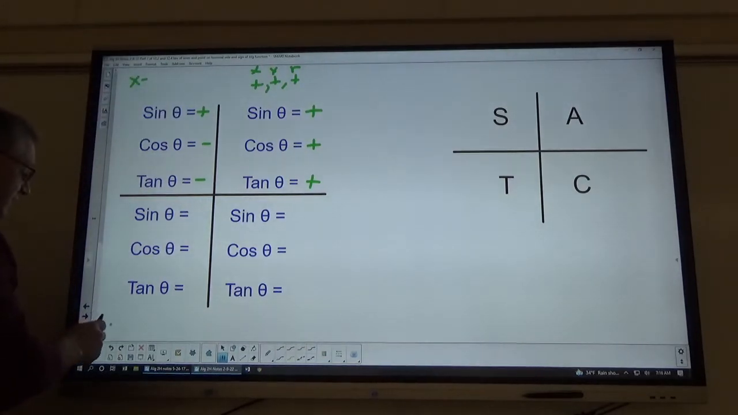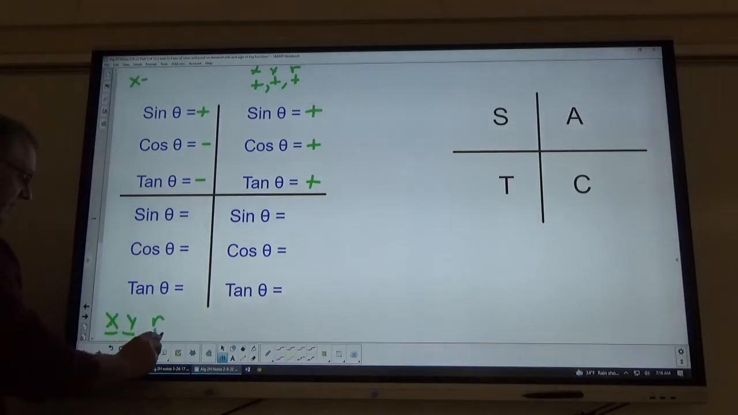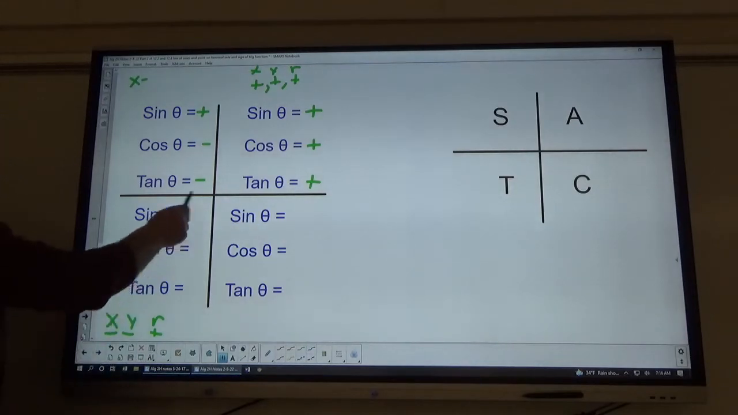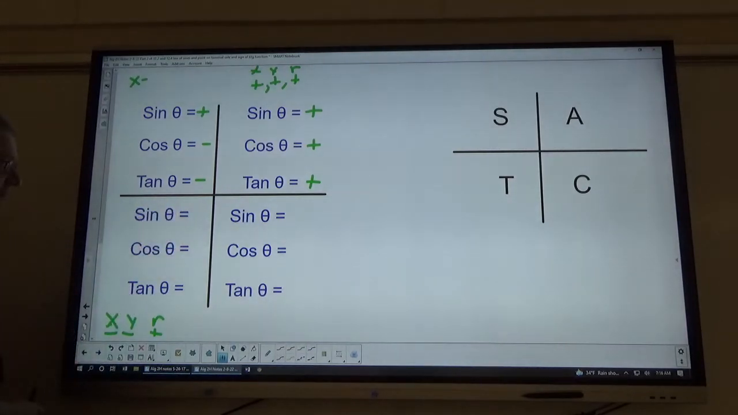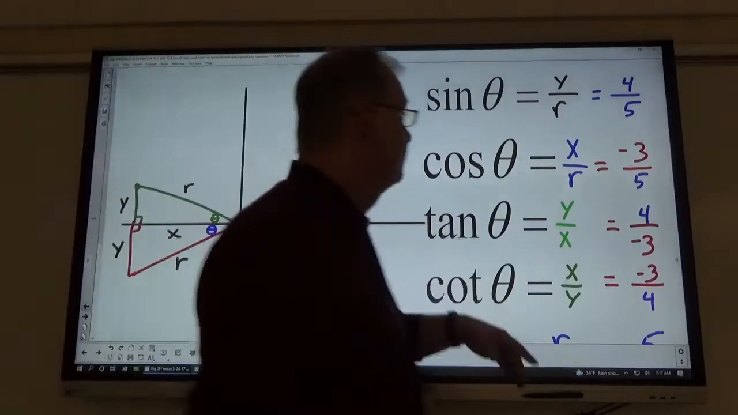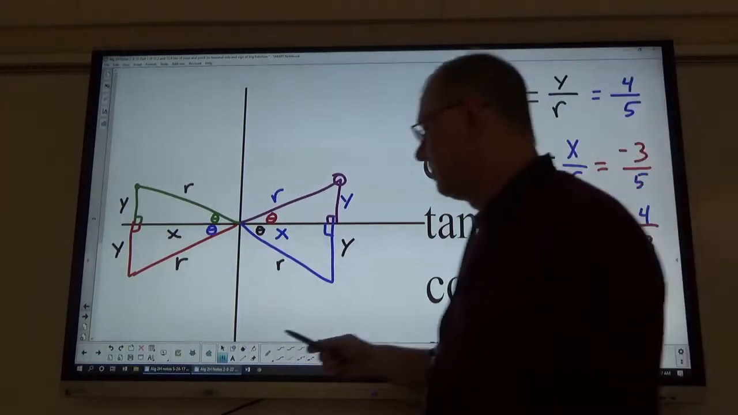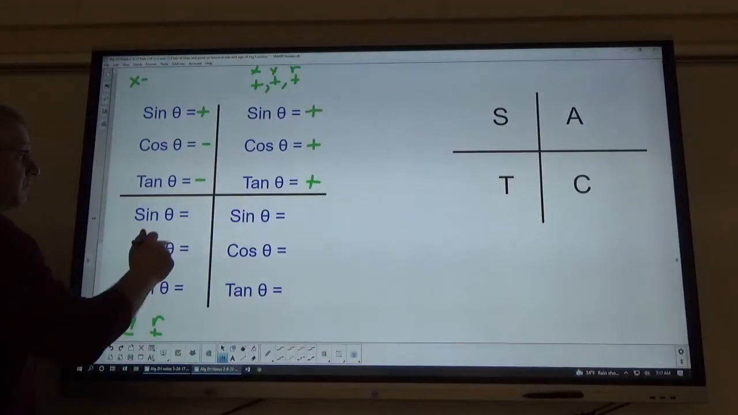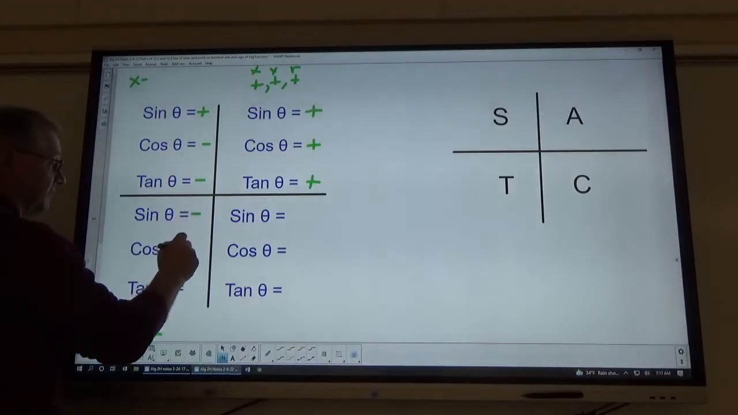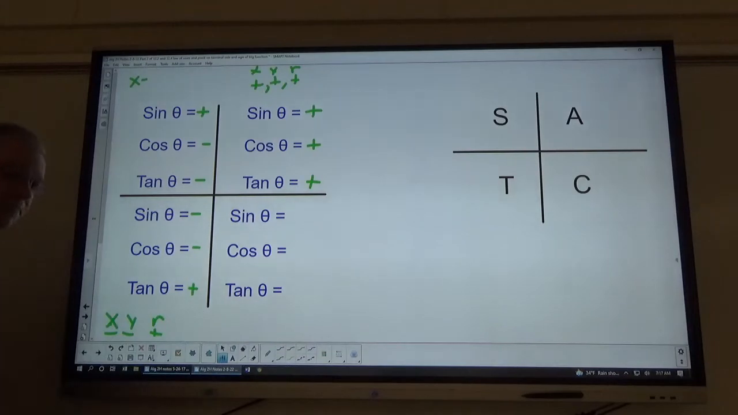In the third quadrant, x and y are both negative, and r is always positive. If x is negative, that makes cosine negative. Y is negative, which makes sine negative. Now, if x and y are both negative, then it's going to make a positive, right? So we've got negative, negative, positive here.